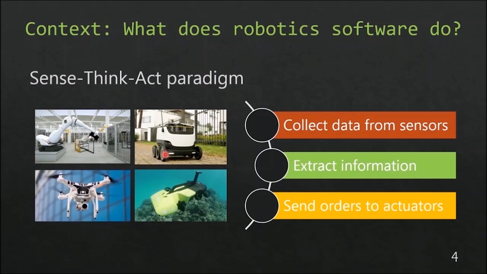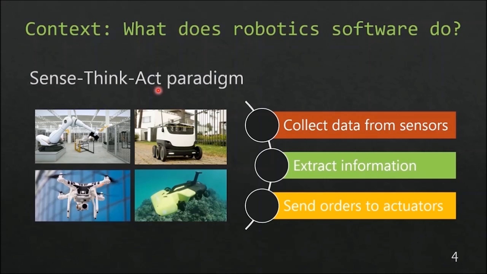The third step is to send orders to the actuators, and actuators are like the motors. When you command the robot to move, to grasp an object, or to fly, for example, you are acting on the environment. This is why in robotics software we talk about the sense-think-act paradigm, and we will try to shift our programming thinking to this paradigm. This is basically what robotics software developers do in general.